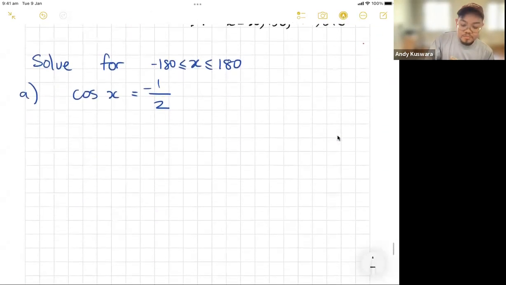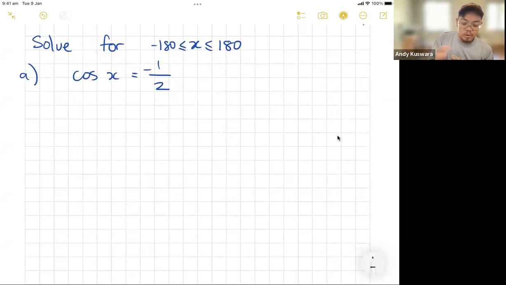Okay, bear with me. This is going to be a different one where we have a domain from negative 180 to positive 180.